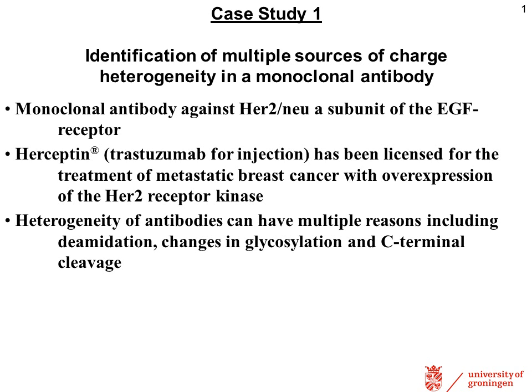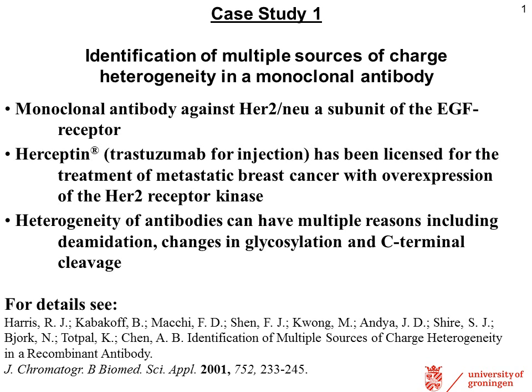The heterogeneity of antibodies, and also of Herceptin, can have multiple reasons, including deamidation, changes in the glycosylation pattern, and C-terminal cleavage. We will see how, and this is already an example from some 10 years ago, analytical and bioanalytical methods can shed more light on the heterogeneity of an antibody. If you would like to see more details, there's a very nice paper by Harris and co-workers from Genentech, where this antibody was developed, detailing how they worked and discovered and identified the different variants of this antibody leading to charge heterogeneity.